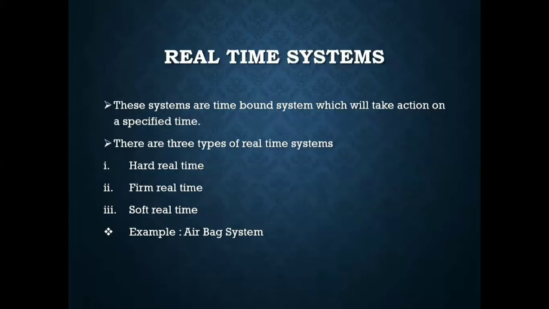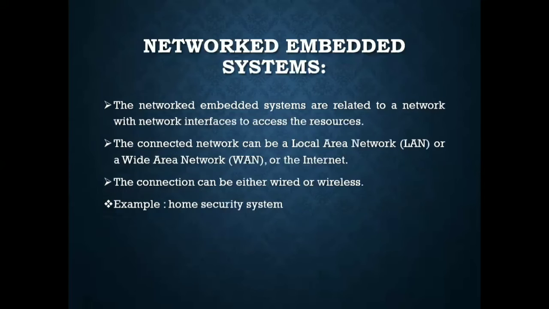Real-time system. These systems are time-bounded systems which will take action at a specific time. There are 3 types of real-time system: hard real-time, firm real-time, and soft real-time. Example is an airbag system. Networked embedded system. The networked embedded systems are connected to a network with a network interface to access the resources. The connected network can be a local area network LAN, a wide area network WAN, or the internet. The connections can either be wired or wireless. Example is a home security system.